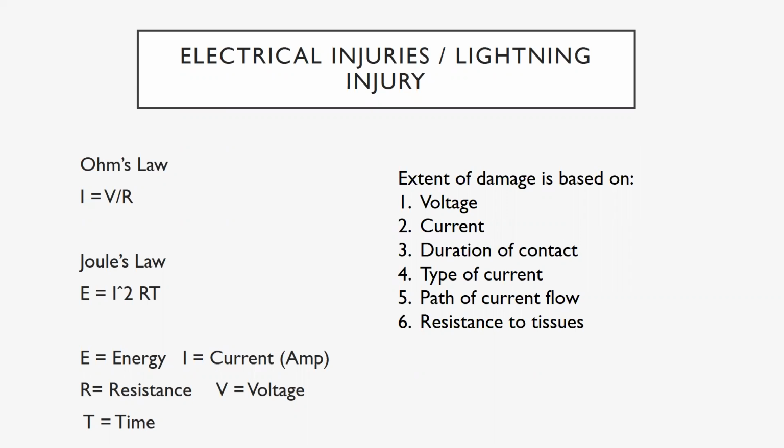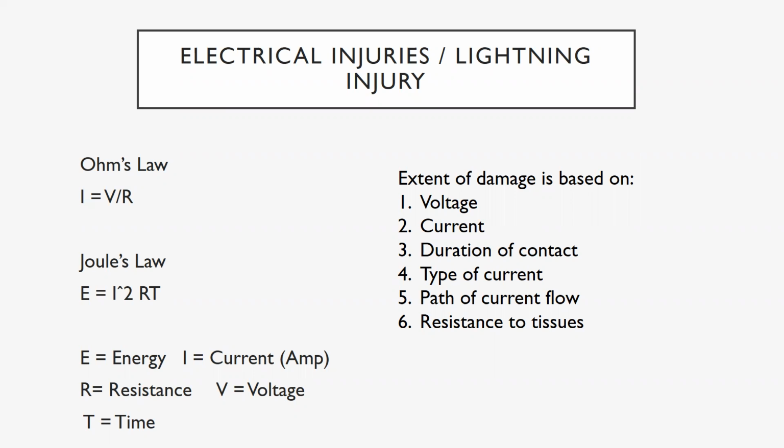So if you look at all the variables, it makes sense that the extent of the damage from electrical injury or lightning injury is based on what the voltage is in the circuit, what the current amperes are, how long the contact was, the duration of the contact, the type of current flowing through the circuit, whether it's AC or DC, alternating or direct, right? And then the path of the current flow, whether it's going head to toe, side to side, or hand to hand. So it depends on which way the circuit is flowing. And then resistance of tissues.